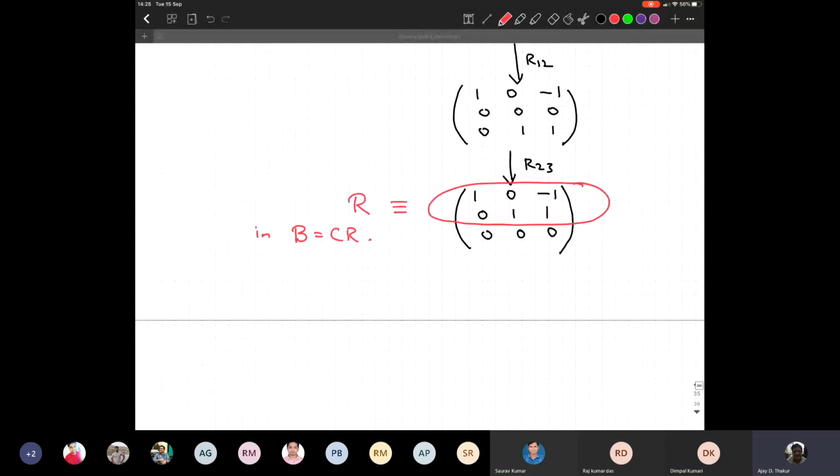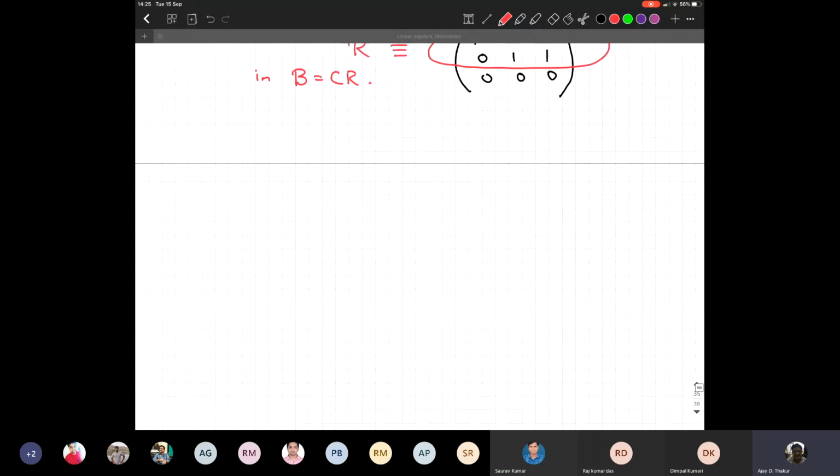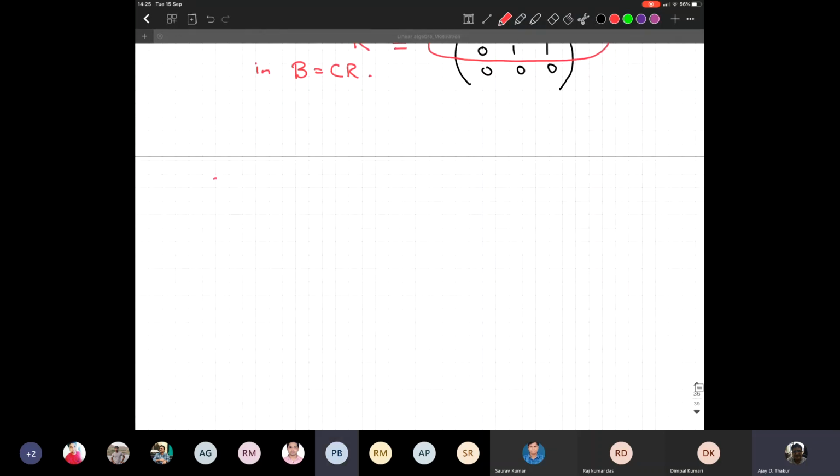So we have already seen 3 typical decompositions. Let me just enumerate 1 or 2 more. So other decompositions.